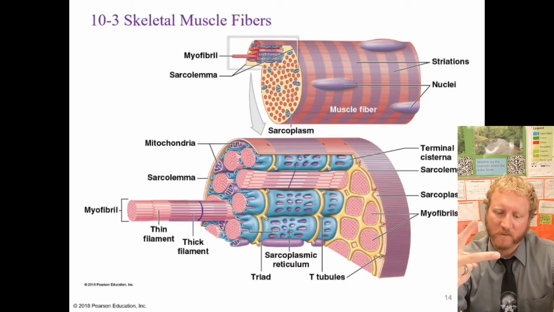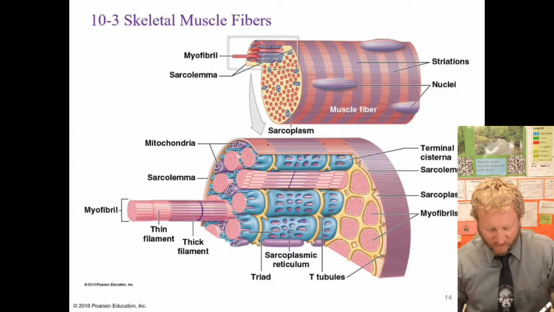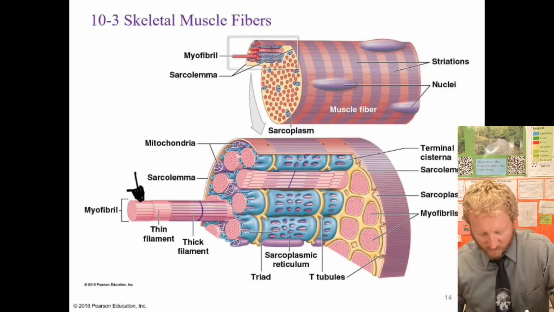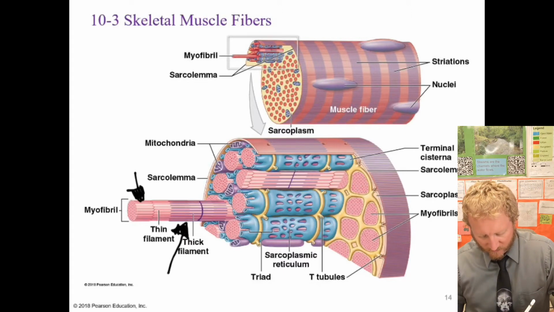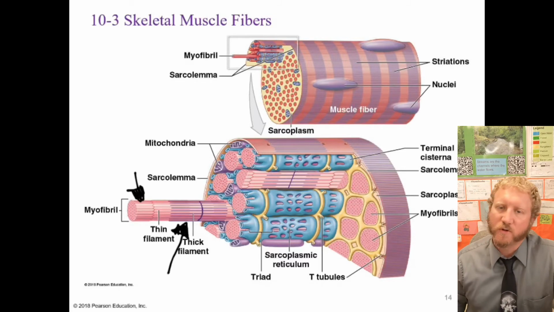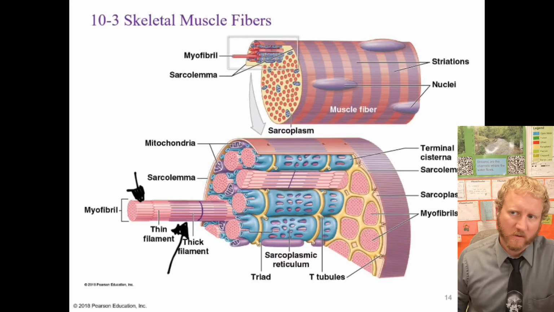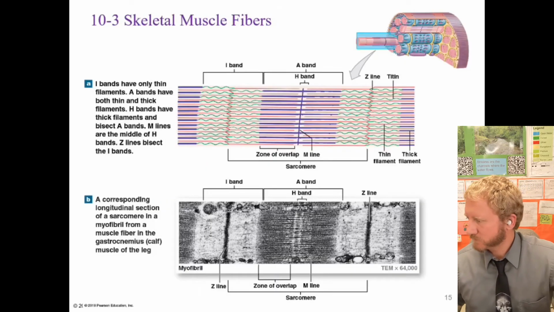There are two types of filaments. There are thin filaments, which are the red lines down here at the bottom. If we zoom in a little bit, the red lines right here are the thin filaments because they're kind of thin. And then you've got the thick filaments, which are the darker colored ones. Those are primarily a protein known as myosin. The thin filaments are primarily a protein known as actin, and those are going to be super important when we're talking about muscle contractions.